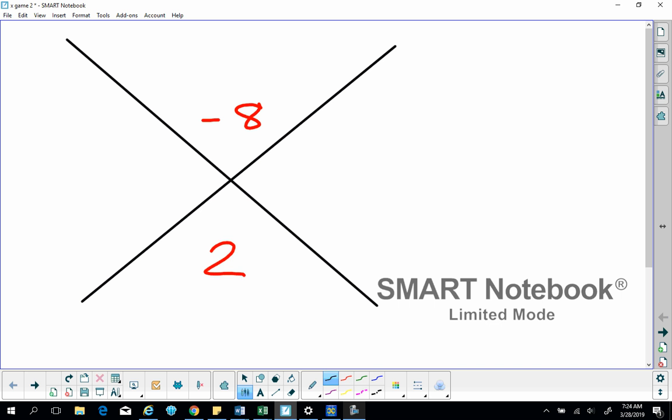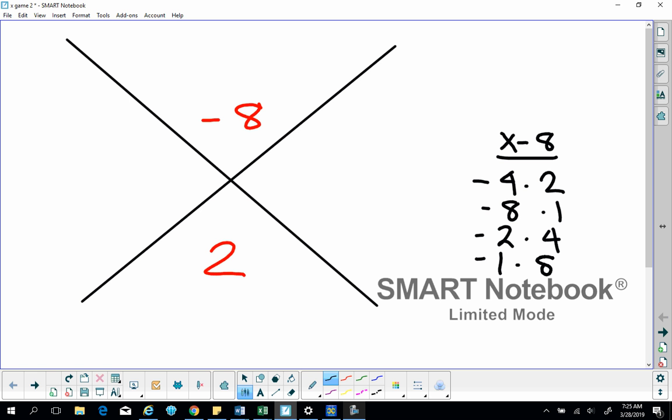So first of all, what two numbers multiply to -8? -4 and 2. What else? -8 and 1. What else? Don't forget to switch them around. So -2 and 4, those aren't the same. And -1 and 8. So one of them has to be negative to multiply to a negative number.